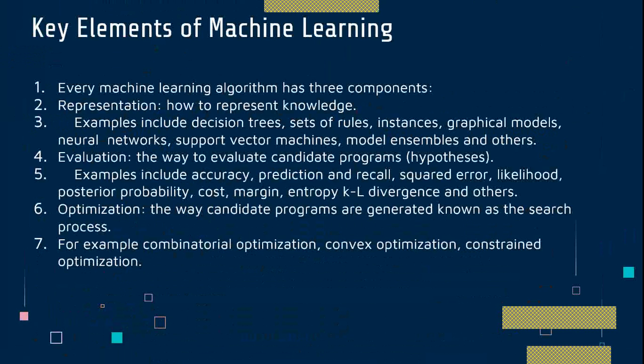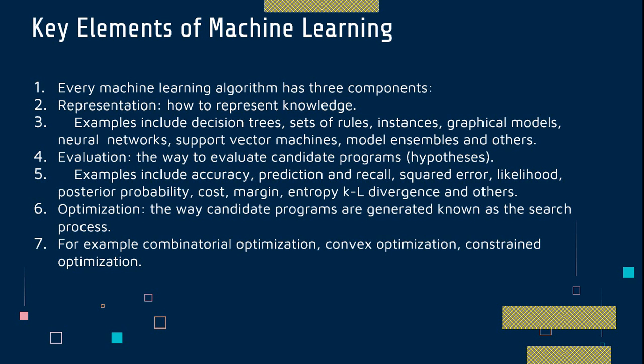So what are the key elements of machine learning? Every machine learning algorithm has three components. First is representation, that is how to represent the knowledge. To represent the knowledge, we have to use some decision tree, some graphical model, neural network, then support vector machine, and other models.